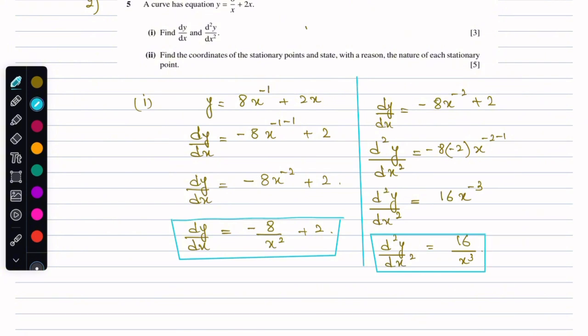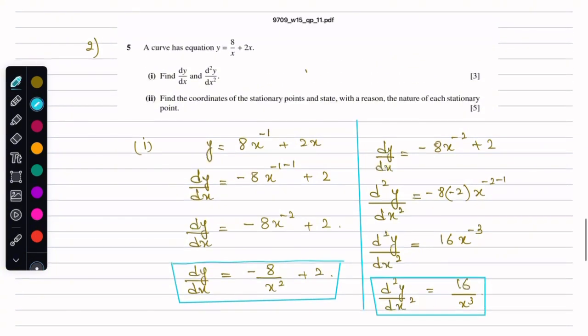for part 1 here. The second part of the question says, find the coordinates of the stationary point. Let's start underlining the keywords. They are asking for the stationary points and to state with the reason the nature of each stationary point. So we know a stationary point is when dy/dx equals 0. And then to get the nature, we have the three conditions for the second derivative: to be less than 0, greater than 0, or equal to 0.